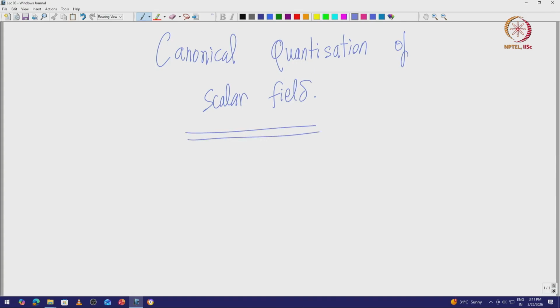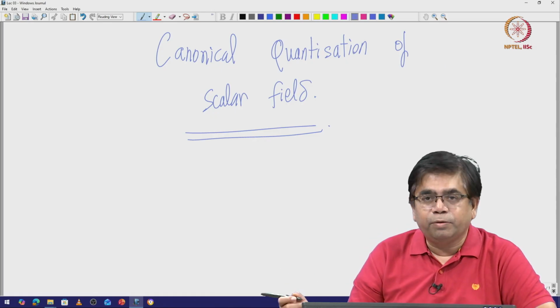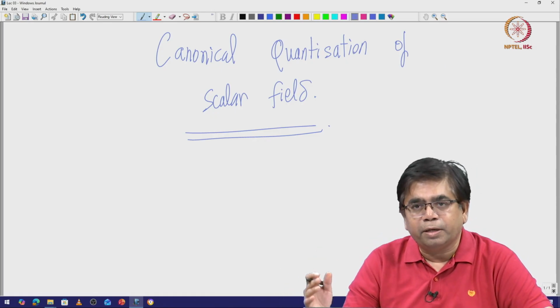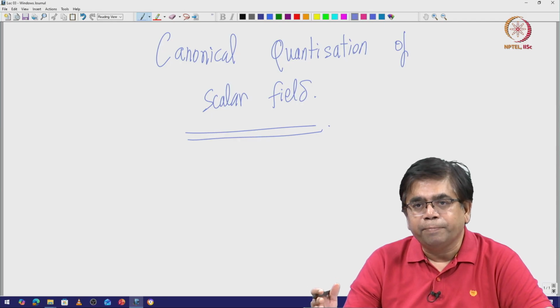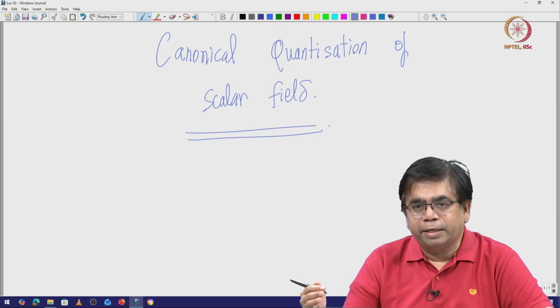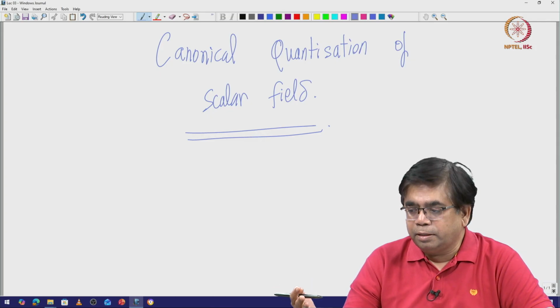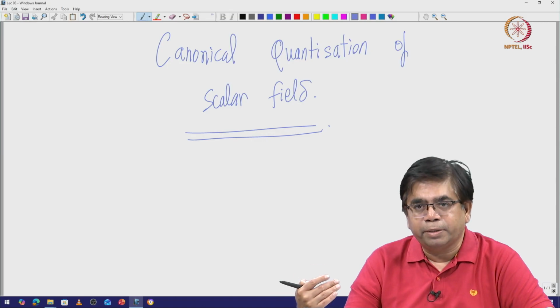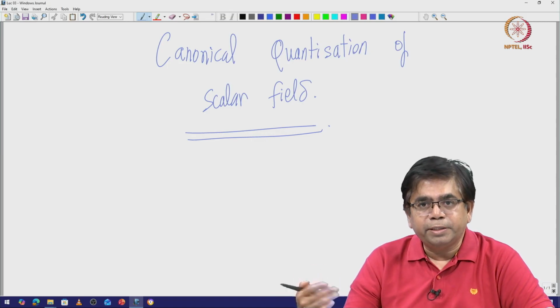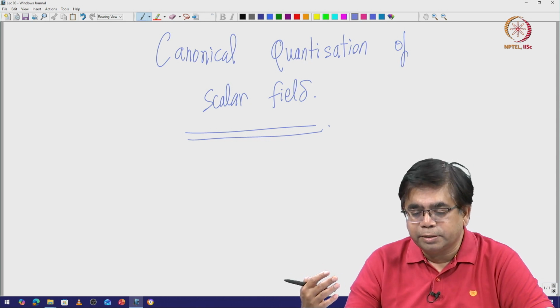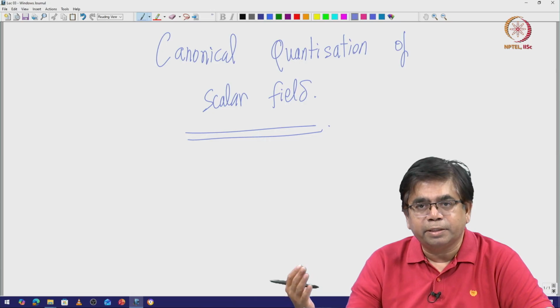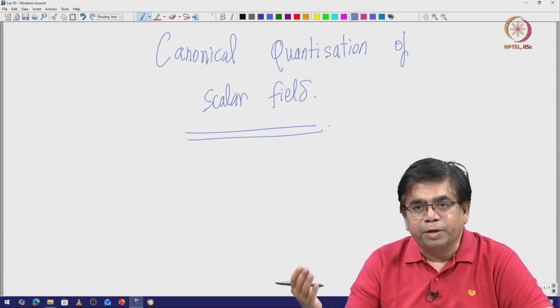In the previous class we looked at what is canonical quantization. Canonical quantization is by writing the Lagrangian in terms of q, q dot and t, taking the variable q and deriving its conjugate momenta, and imposing commutation relations on the variable and its conjugate momenta, which we call quantization conditions.